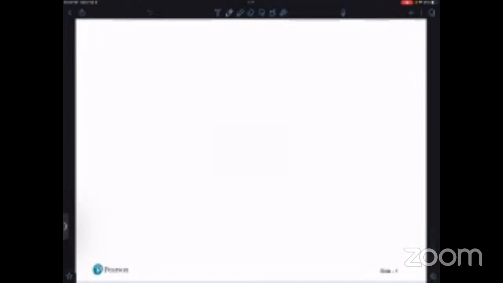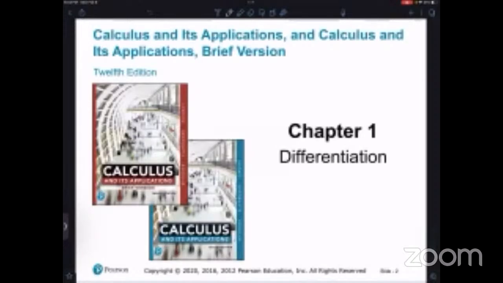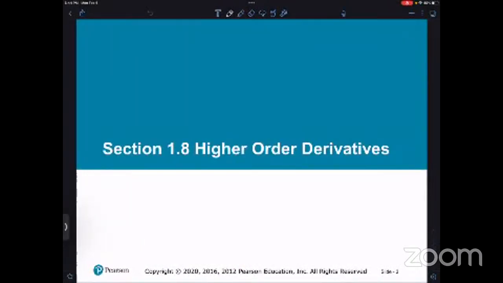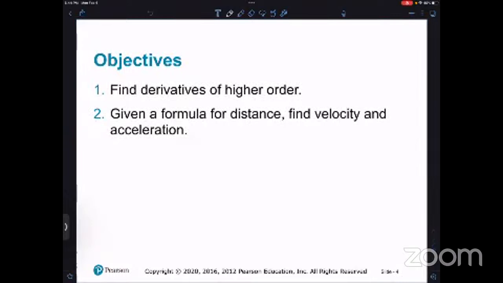So I think this brings us officially to the close of chapter 1 on differentiation, right? This section is section 1.8 on higher order derivatives. Welcome back. This is the second half of today's lecture. Objectives here: we'd like to find derivatives of higher order. Given a formula for distance, find the velocity and acceleration.